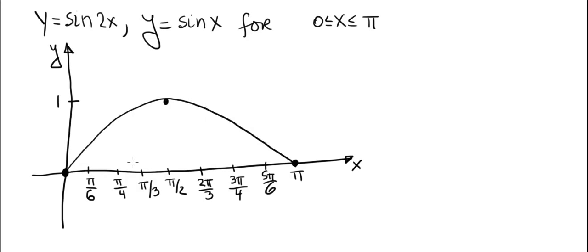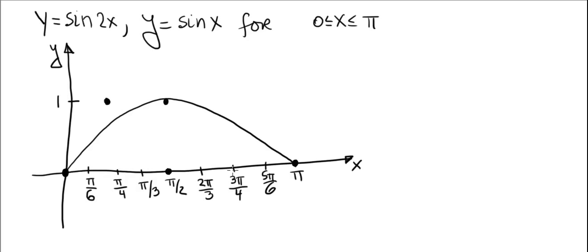Sine of 2x looks similar, but what we put inside the sine function is double. So for example, when x is pi over 4, 2 times pi over 4 is pi over 2. Sine of pi over 2 is 1. So sine of 2x reaches 1 when x is pi over 4. At pi over 2, 2 times pi over 2 is pi. Sine of pi is 0. So the graph intersects this point.